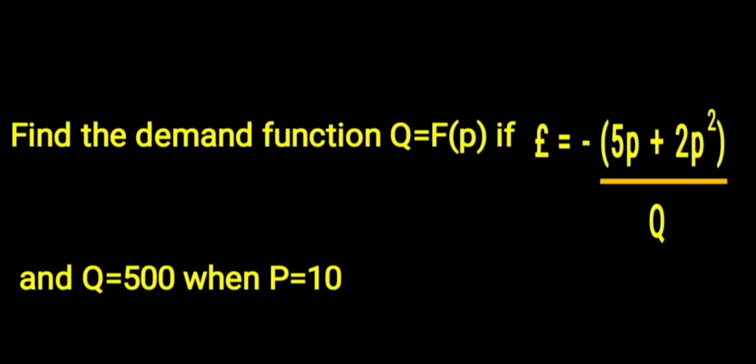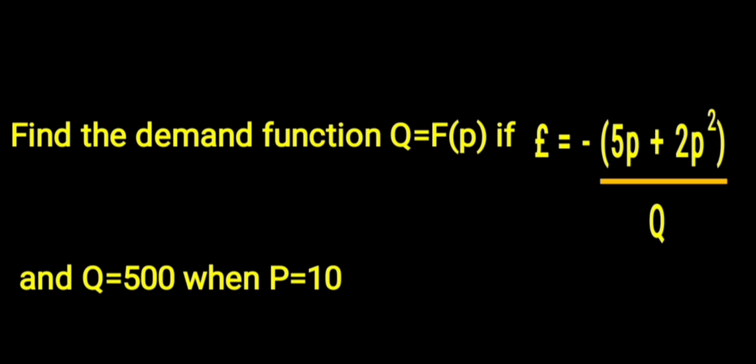In today's class, we are going to look at another question in economics. We are going to solve the question on the screen. Find the demand function Q as a function of price if elasticity is equal to negative into bracket 5p plus 2p squared all over Q, and Q is equal to 500 when P is equal to 10.